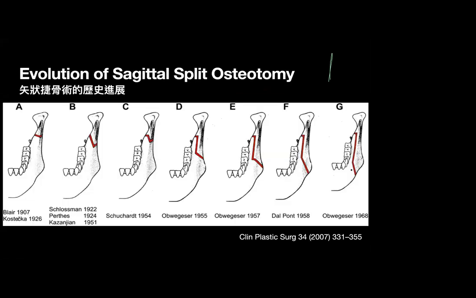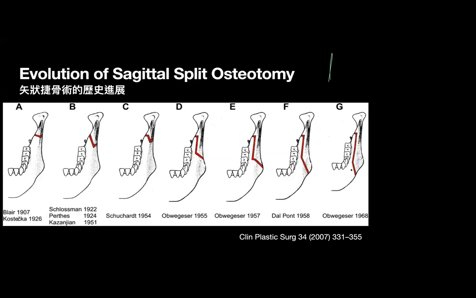We know the history of sagittal split osteotomy. There is a gradual evolution. In the past, basically it was a horizontal oblique fracture located at the subcondylar region in about the 1950s. And we know that Dr. Obwegeser proposed the so-called sagittal split procedure, done only at the ramus region.